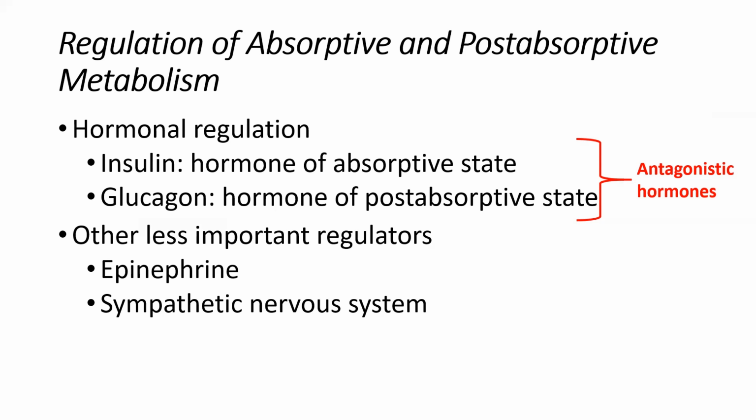Okay. Other less important regulators are going to be epinephrine, which is playing a role in terms of the sympathetic nervous system. And so that will also help to regulate or modulate how we can shuttle between insulin and glucagon, and how we can shuttle between the absorptive and post-absorptive states.